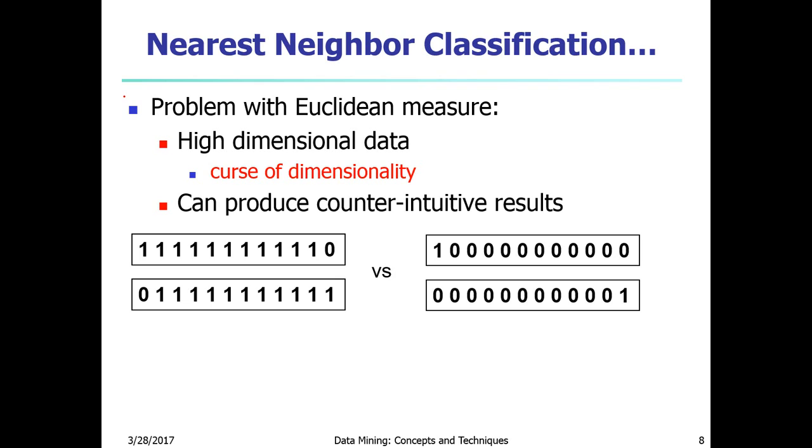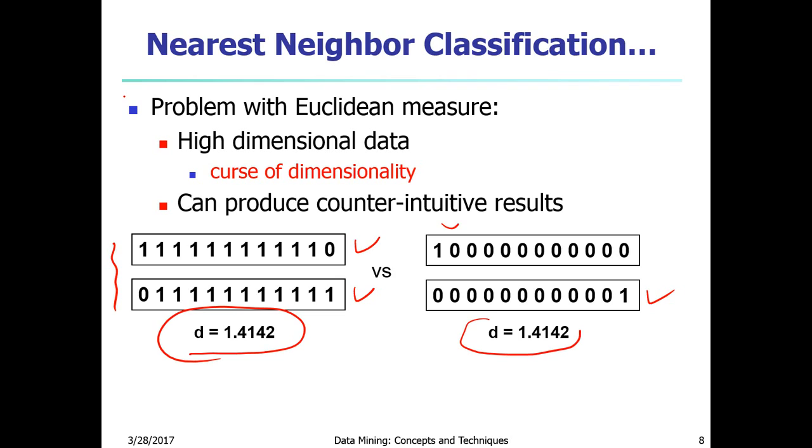Another problem that you would be facing is the problem with the Euclidean measure. If you measure the distance in the Euclidean way, it could possibly give you counterintuitive results. Here is an example. We have two sets of data points, this is binary data, and this is another binary data, in two pairs. If you measure the Euclidean distance for the first pair, you get 1.142. If you measure for the second pair, you get exactly the same value.